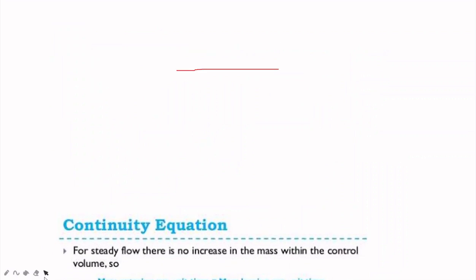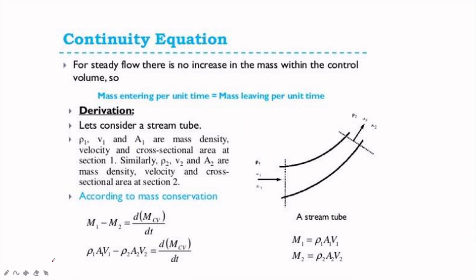So what is that telling us? For steady flow, there is no increase in the mass within the control volume, so mass entering per unit time is equal to mass leaving per unit time. Now for the derivation, how can we consider it? Let us consider a stream tube. A stream tube consists of streamlines only. So this may be section 1 and this may be section 2.